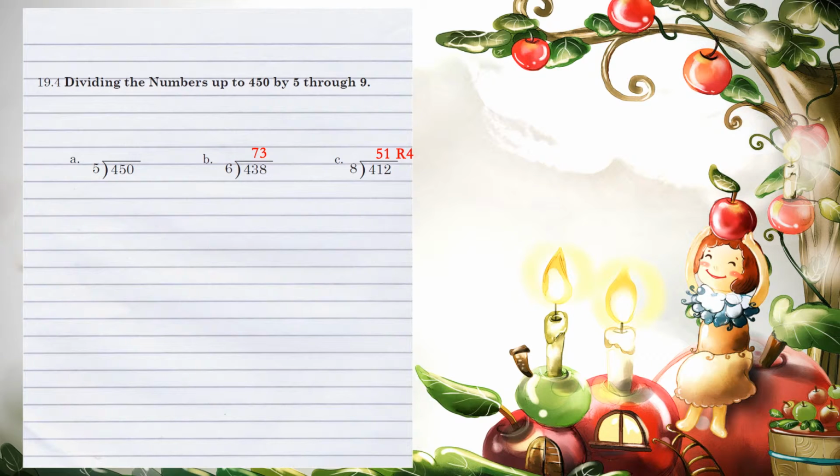Unit 19.4, dividing the numbers up to 450 by 5 through 9. Example A. 5 cannot go into 4. 5 can go into 45 9 times, so the 9 goes above the 5. 9 times 5 is 45. When we subtract, we get 0. Bring down the next number of 0. Now 5 can go into 0, of course, 0 times. 0 times 5 is 0, so we have a remainder of 0 and gives us an answer of 90.